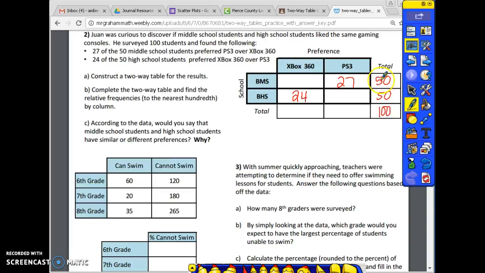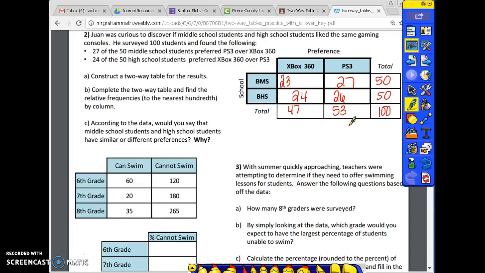If 50 of the middle school students is our total, and 27 of those like PS3, then that leaves us with 23 that like Xbox. And if 24 of our 50 from high school like Xbox, then 26 like PS3. 23 plus 24 gives us a total of 47 that like Xbox, and 27 plus 26, when you add those together, you get 53 that like PS3. So we completed the two-way table.